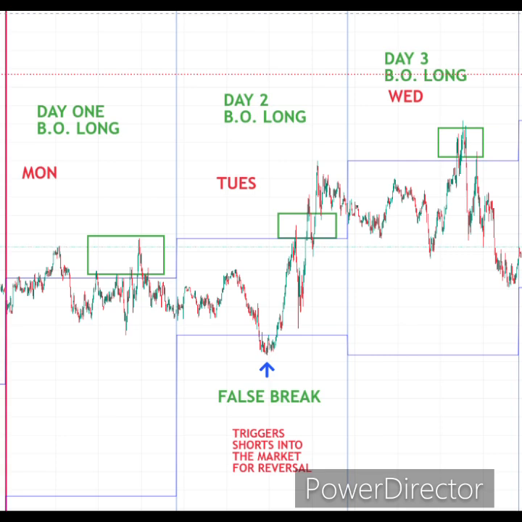You understand? Eventually, when you get this down, you're going to be able to size into these very consistent rinse and repeat setups. You understand?